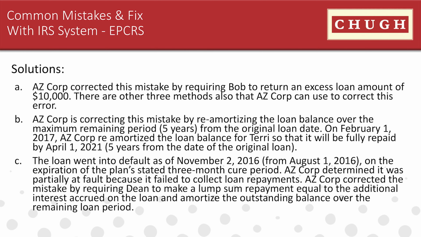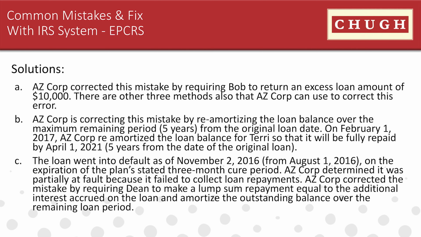Second, the solution for the second mistake. AZ Corp corrected this mistake by re-amortizing the loan balance over the maximum remaining period, 5 years from the original loan date. On February 1st, 2017, AZ Corporation re-amortized the loan balance for Terry so that it will be fully repaid by April 1st, 2021, which is 5 years from the date of the original loan. Basically, the outstanding amount of the loan is re-amortized over the maximum remaining period allowed under IRC section 72(p), which is mostly 5 years only. The maximum duration is determined from the date the original loan was made.